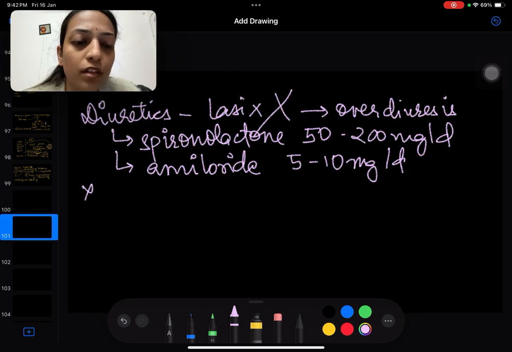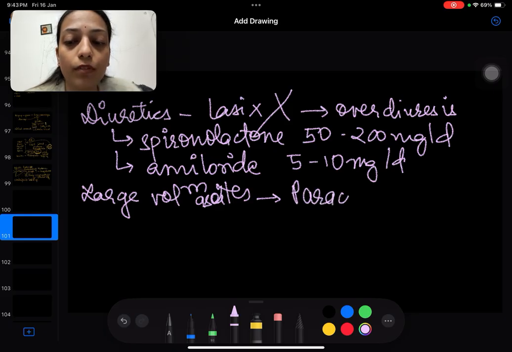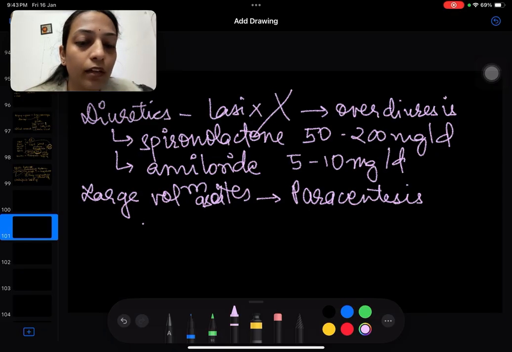Mild to moderate ascites, I've told you what we do. Now let's say it is a large volume ascites, gross ascites, right? If the patient has respiratory distress, then what do we do? We do paracentesis. We do ascitic tapping, right?